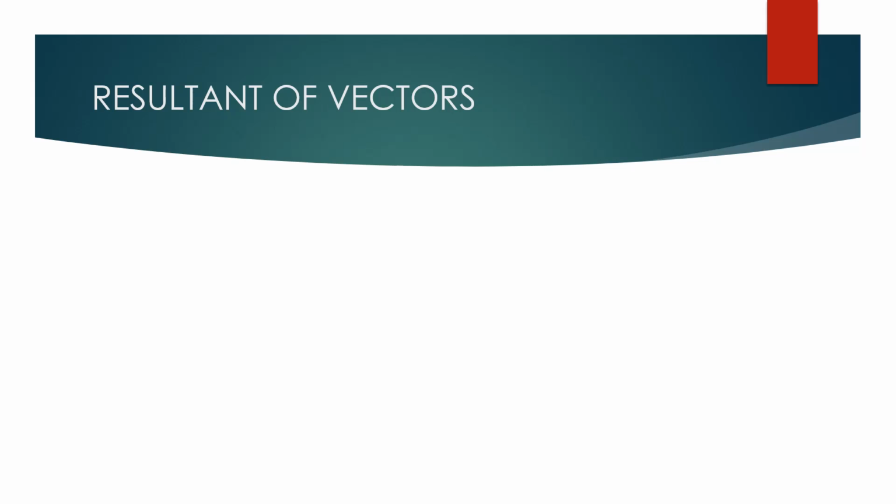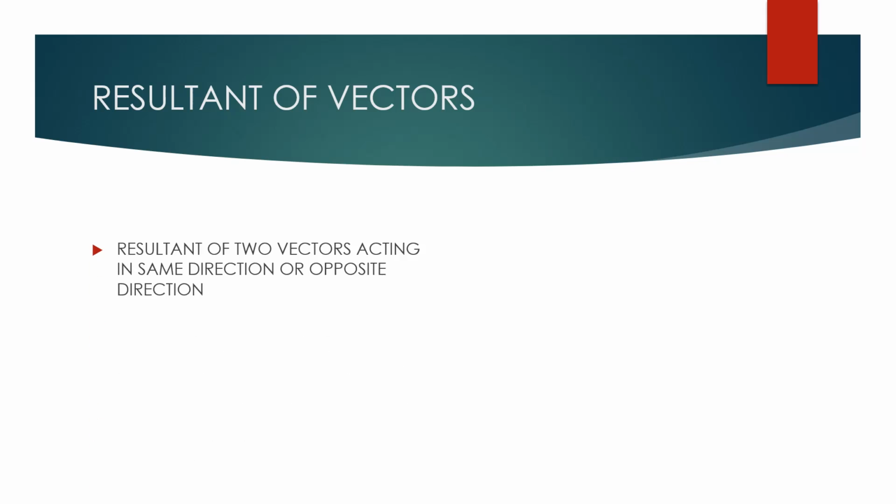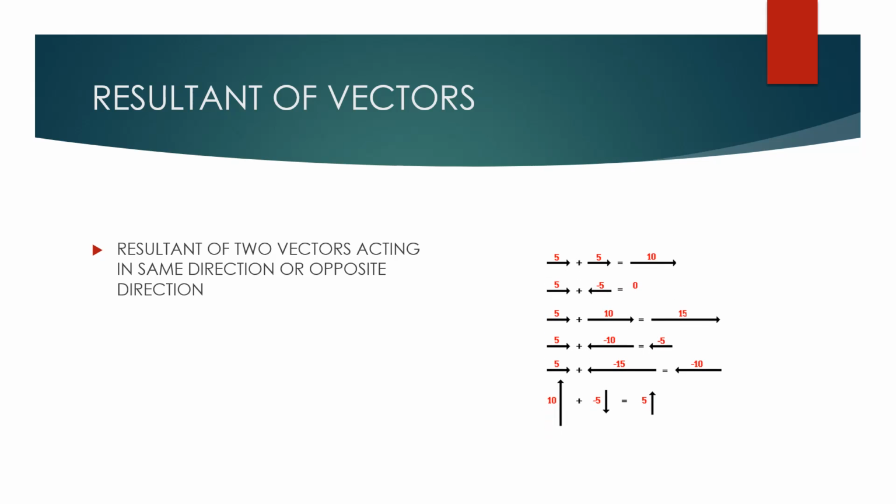Resultant of vectors. Resultant of two vectors acting in the same direction or opposite direction, you can see with the help of some examples. Let us say two vectors of magnitude 5 are acting along the same direction. They are equal in magnitude and direction, so they add up and we get the resultant vector as 10.